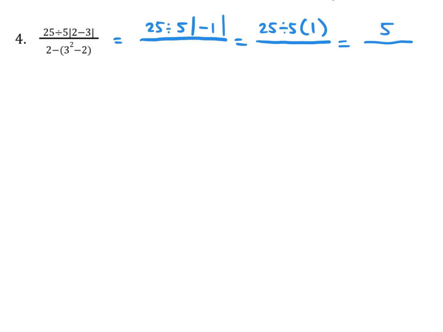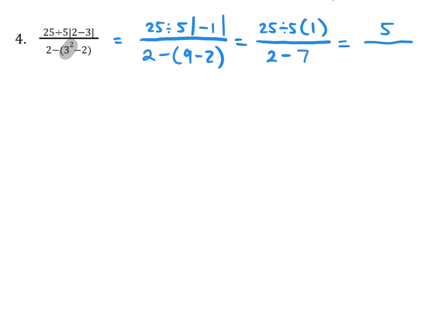And I'm going to start with 3 squared. Inside parentheses is first, and I have an exponent inside parentheses. So that 3 squared part is going to be my first move. And so I'm going to copy the 2 and the minus and the parenthesis. 3 squared is 9. So we get 9 minus 2. Now I'm going to do what's inside the parentheses, the 9 minus 2. And 9 minus 2 is 7.